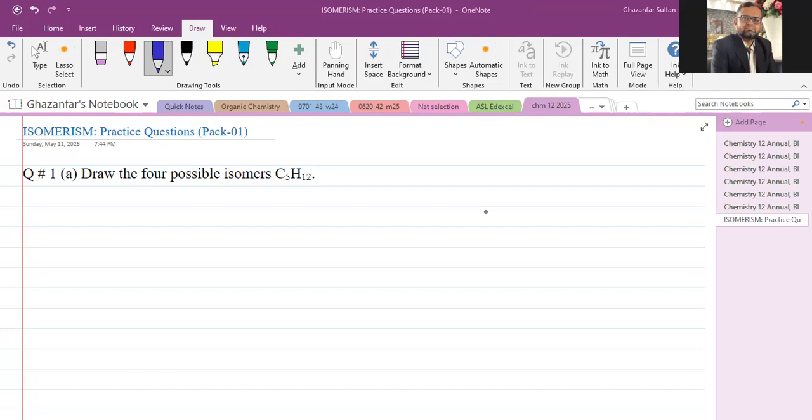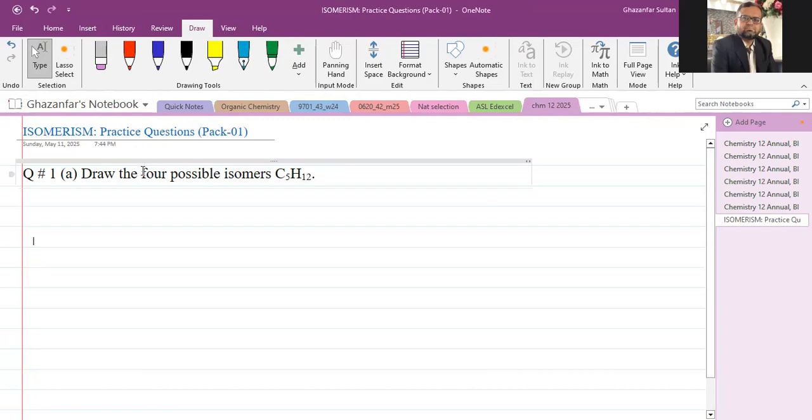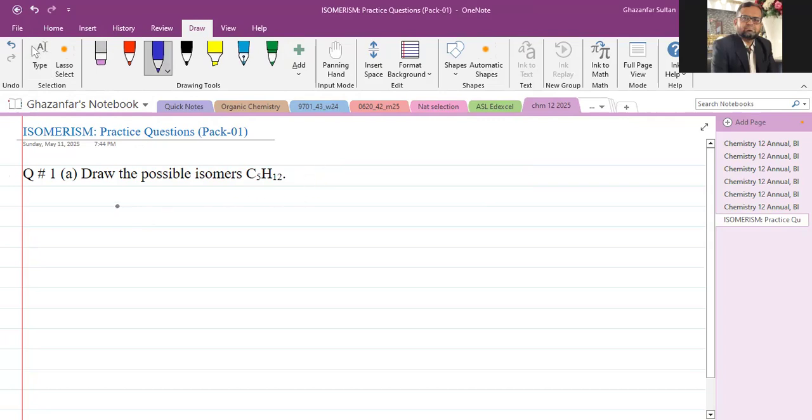So the question is, draw the four possible isomers. No, I think I have made a mistake. The question should be, draw the possible isomers of C5H12. So how will you do this? First, you mention that 5 carbon atoms are there. So first you draw 5 carbon atoms at almost equal distance. So 5 carbon atoms are there.